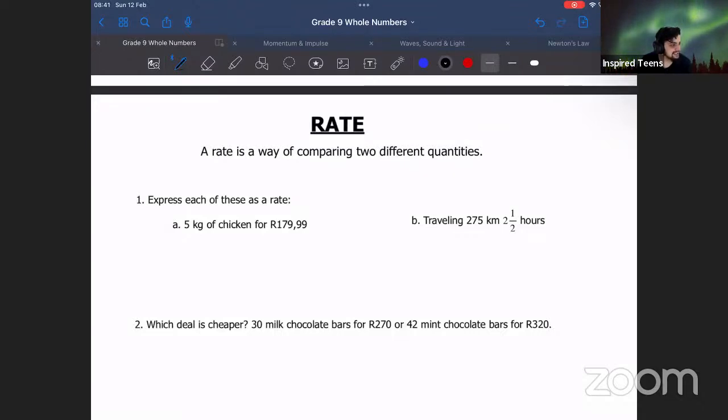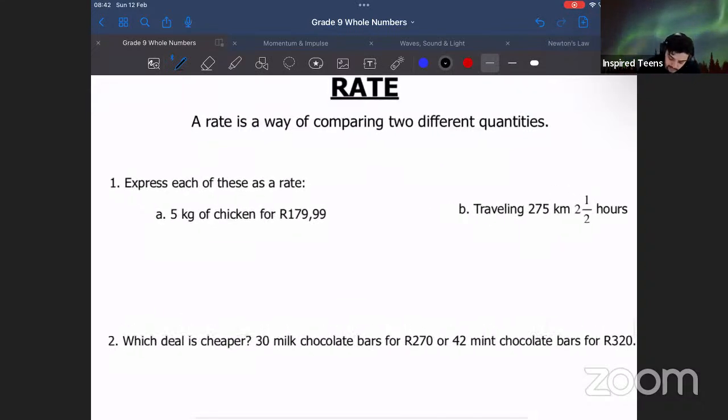So express each of these as a rate. Firstly, it's 5 kg of chicken for 179.99. If they want us to express it as a rate, we can try and figure out how much the chicken costs per kg. So we have 5 kg for 179.99, and we need to know how much it cost per kg. Because we're getting 5 kgs for 179, we need to break down that 179 into 5 equal parts, so we know how much 1 kg cost. In that case, we need to do division.